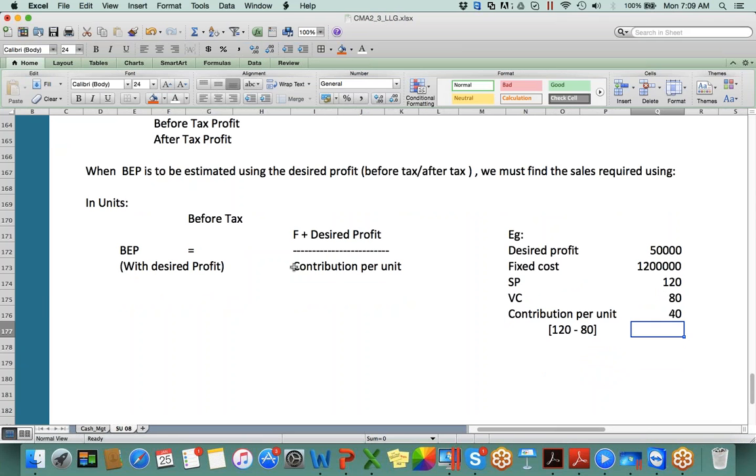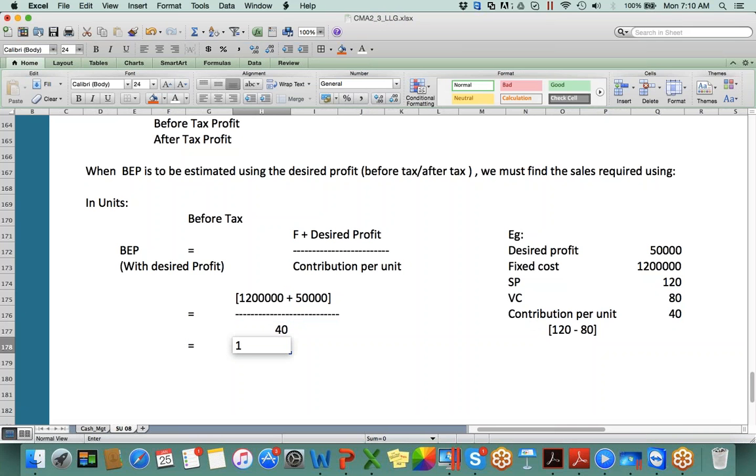Now let us apply the formula, that is break even point equals, what is the fixed cost here? Fixed cost is 1,200,000 plus the desired profit, 50,000, divided by contribution margin per unit, which we already calculated, divided by 40. So fixed cost plus desired profit divided by contribution margin per unit.